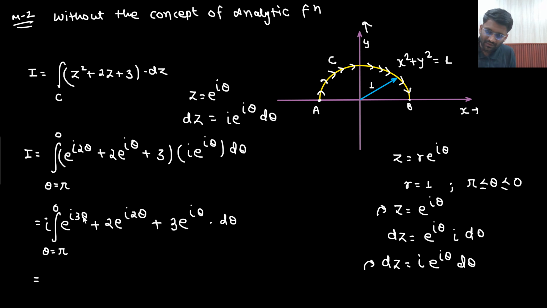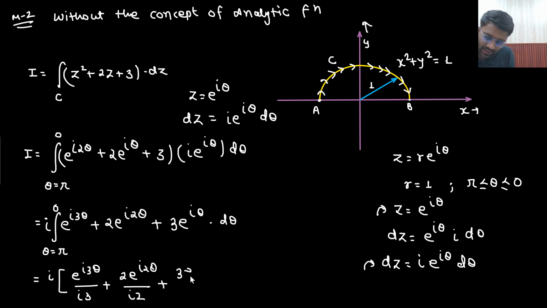Now what we are doing? Can you integrate this? e to the power iota is already outside. What is the integration of e to the power iota 3 theta? That will be divided by iota 3. 2 e to the power iota 2 theta will be divided by iota 2, plus 3 e to the power iota theta will be divided by iota. Understandable? Going from pi to 0.